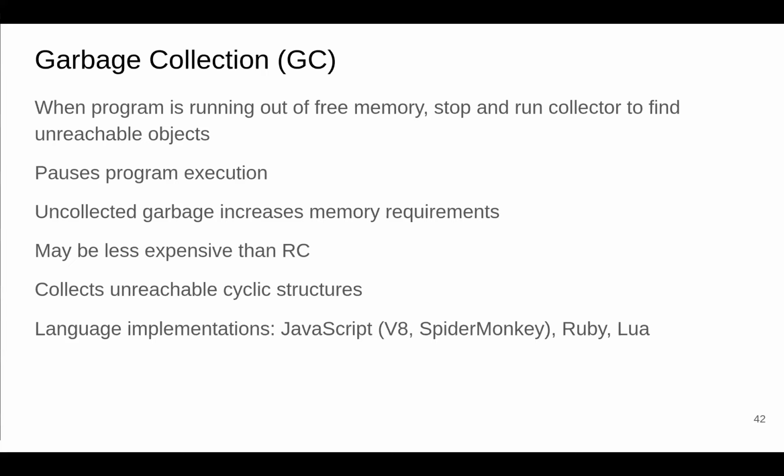Uncollected garbage before you run the collector increases the memory requirements, as there's a delay between when memory is no longer reachable and when it is being reclaimed, and during that time this memory is not available for other processes. It may be cheaper than reference counting because you don't have to keep track of the actual pointers, and you're only doing actual work when you are reclaiming the memory, when you're scanning the whole heap. It easily collects unreachable cyclic data structures, and it's being used in JavaScript, Ruby, Lua, Java, and everything else.